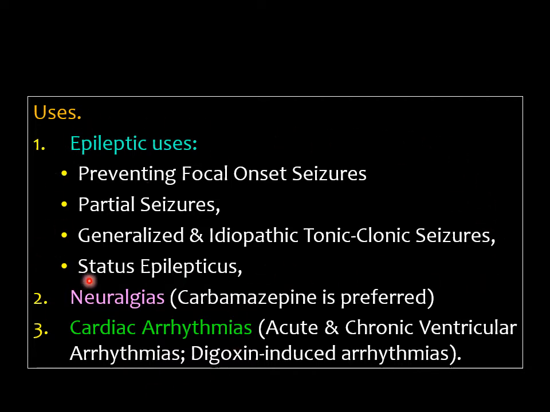Among the non-epileptic uses, there are neuralgias and cardiac arrhythmias. But in neuralgias, especially facial type of neuralgias, carbamazepine is preferred over phenytoin. But in cardiac arrhythmias, we have already seen in the classification of antiarrhythmics that phenytoin is one of the important drugs useful for acute and chronic ventricular arrhythmias, and even digitalis induced arrhythmias also. So these uses are important from the examination point of view.